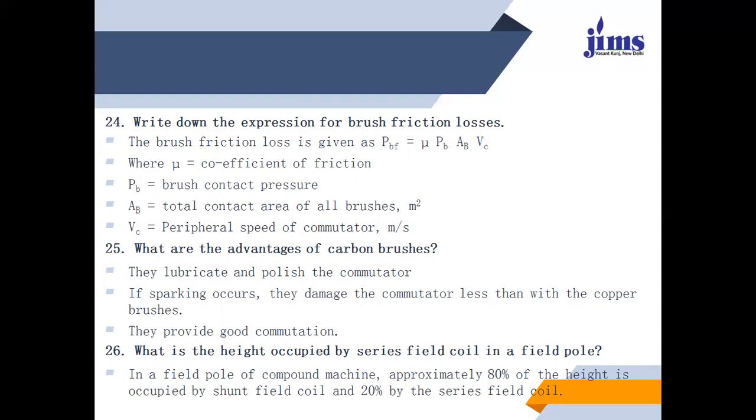What are the advantages of carbon brushes? They lubricate and polish the commutator. If sparking occurs, they damage the commutator less than the copper brushes. They provide good commutation to the machine.